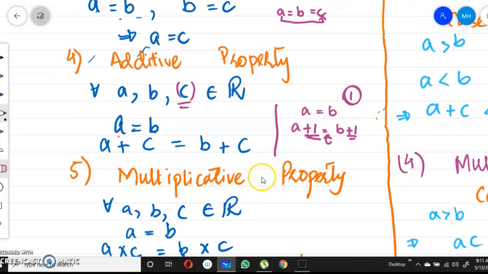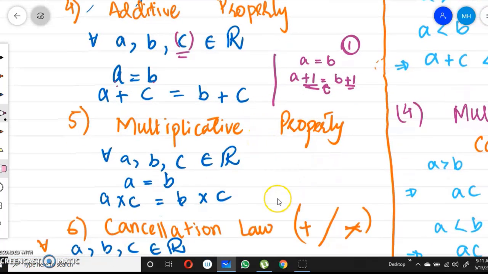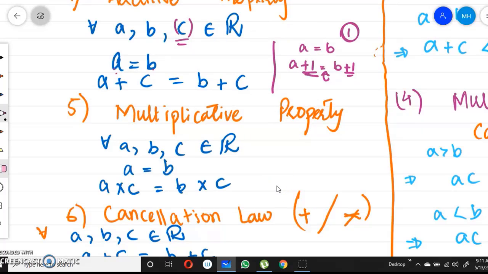The fifth property is the multiplicative property. Similar to the additive property, if we have a connection between two numbers, A equals B, and we take a third number and apply multiplication on both sides, it will not change the equality sign.